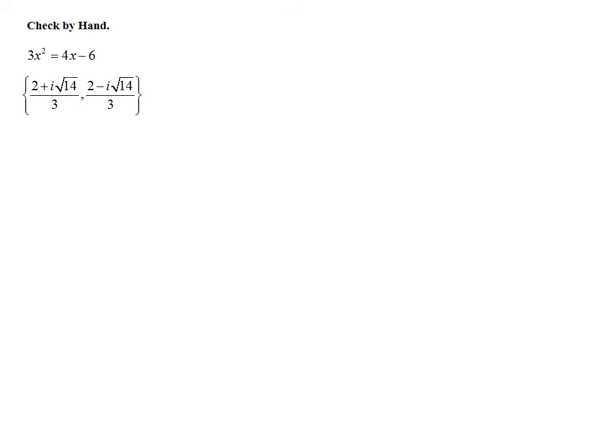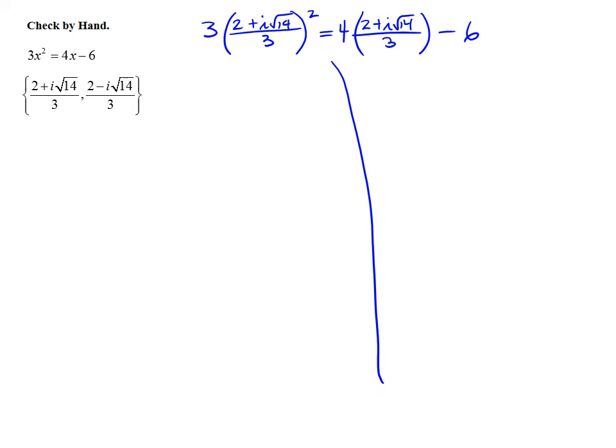But when we want to check to see if these imaginary solutions are correct, we can't really see it on the graph, so we really have to check by hand. So we're going to put these solutions into this equation. So 3 times, I'll take the first imaginary solution, 2 plus i times the square root of 14 over 3, quantity squared, equals 4 times 2 plus i times the square root of 14 over 3, minus 6. Now I want to calculate both sides.